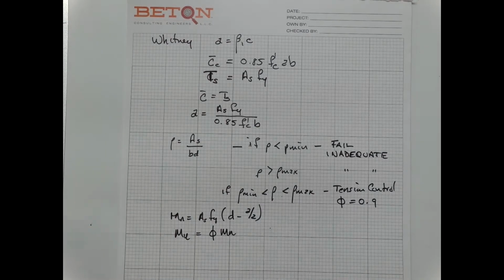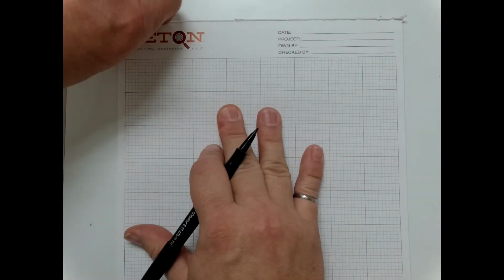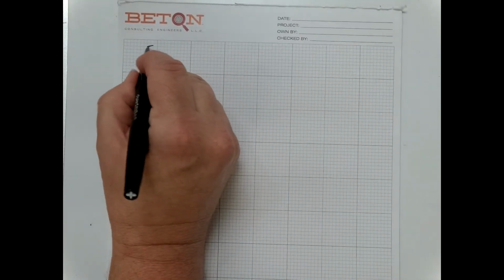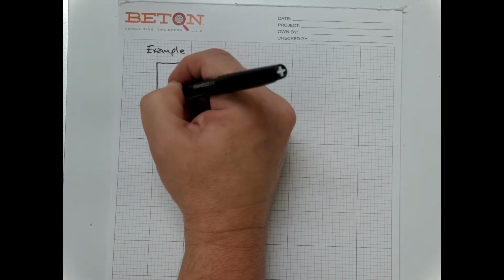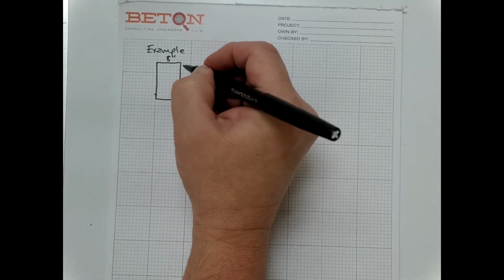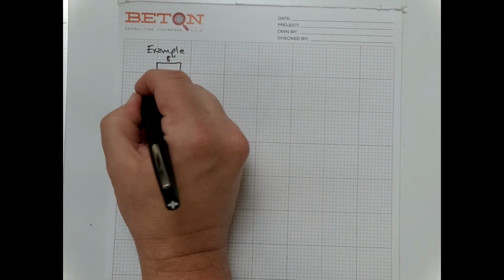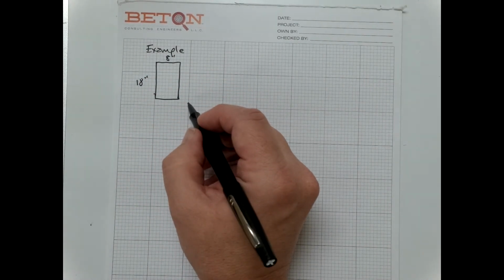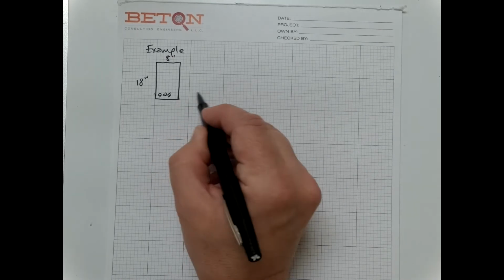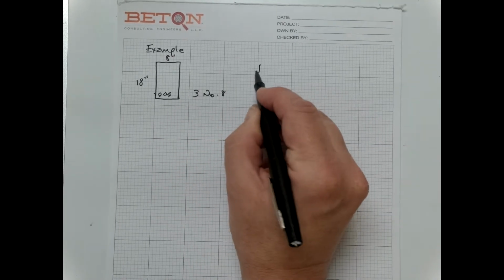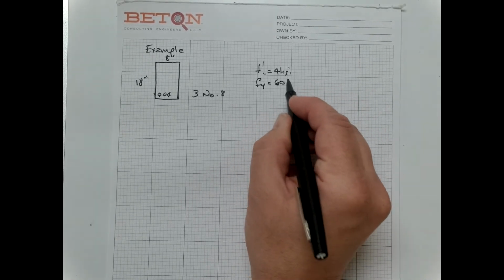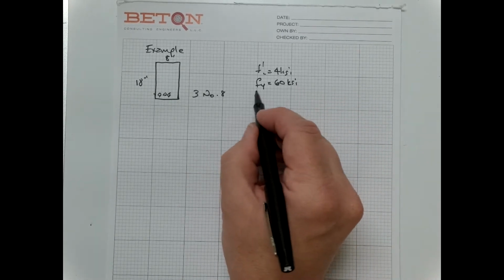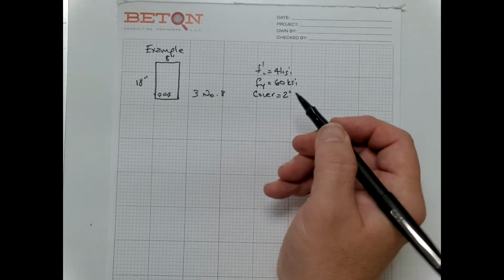So let's do an example. We'll start on a new piece of paper. We have a beam. It has a cross-sectional area. Width is 8 inches. Depth is 18 inches. It's reinforced with 3 number 8 bars. f'c is 4 kips per square inch. f_y is 60 kips per square inch for the steel. The cover is equal to 2 inches.